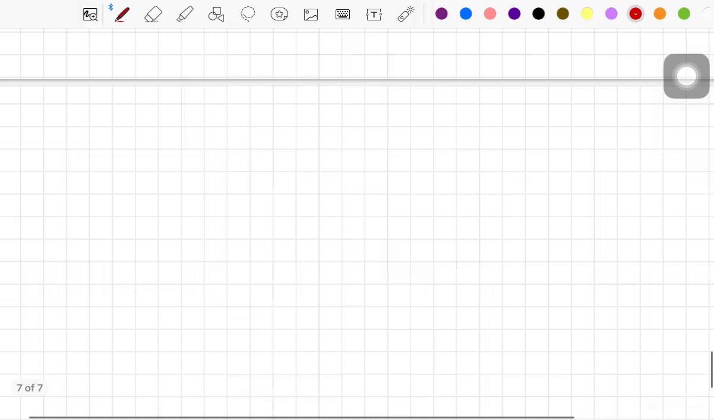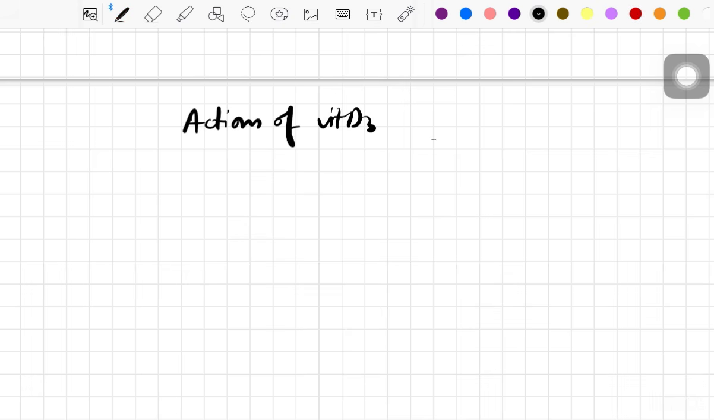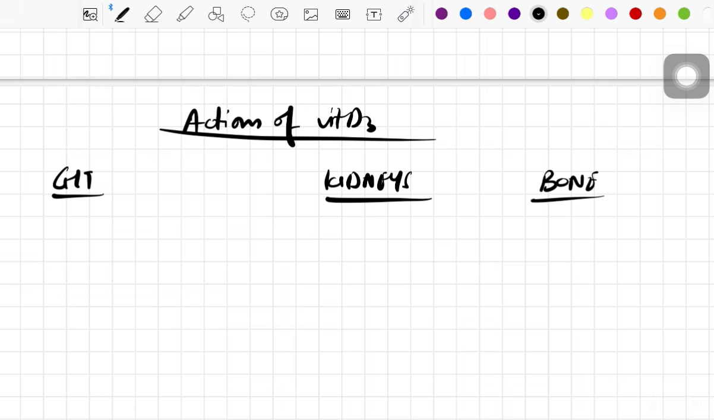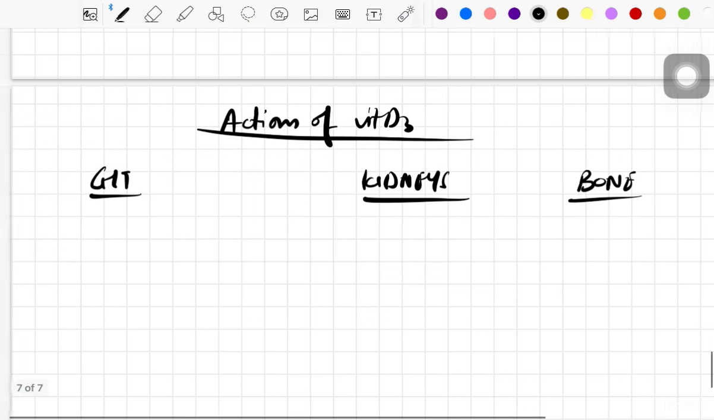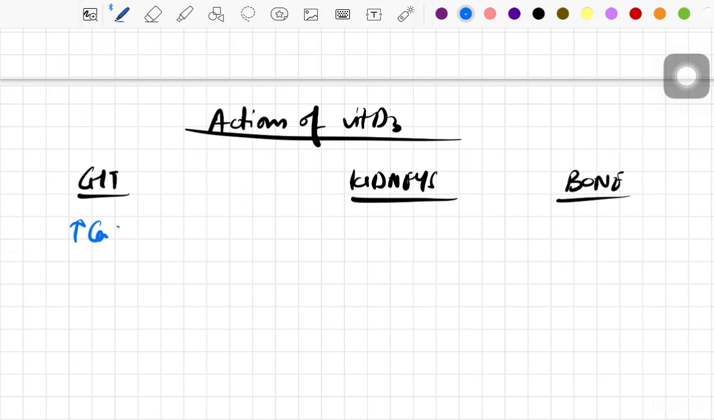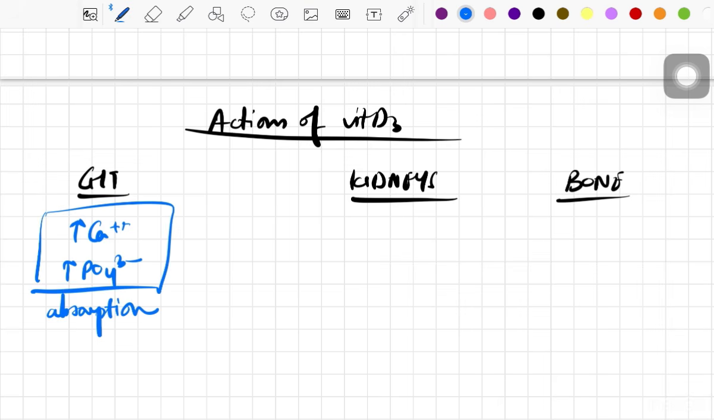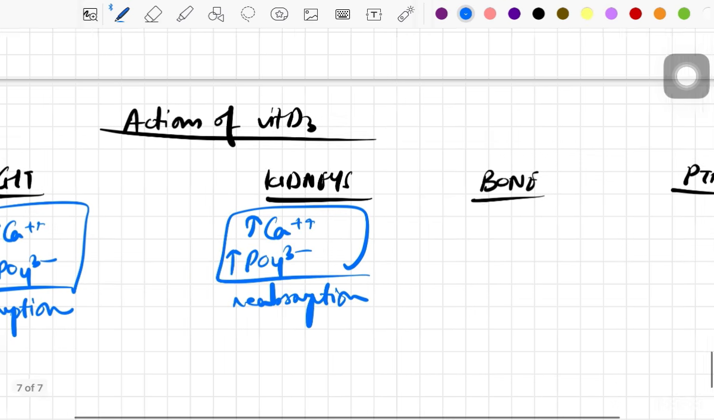Now this is the formation of vitamin D3. After formation, we will look at the actions of vitamin D3. Vitamin D3 has actions in the GIT, in kidneys, over the bone, and on PTH. So in GIT, it increases calcium absorption and phosphorus absorption. So both the minerals are absorbed in GIT via vitamin D3. In kidneys, it increases calcium and phosphorus reabsorption from the renal tubules. So these are also increased via vitamin D3.